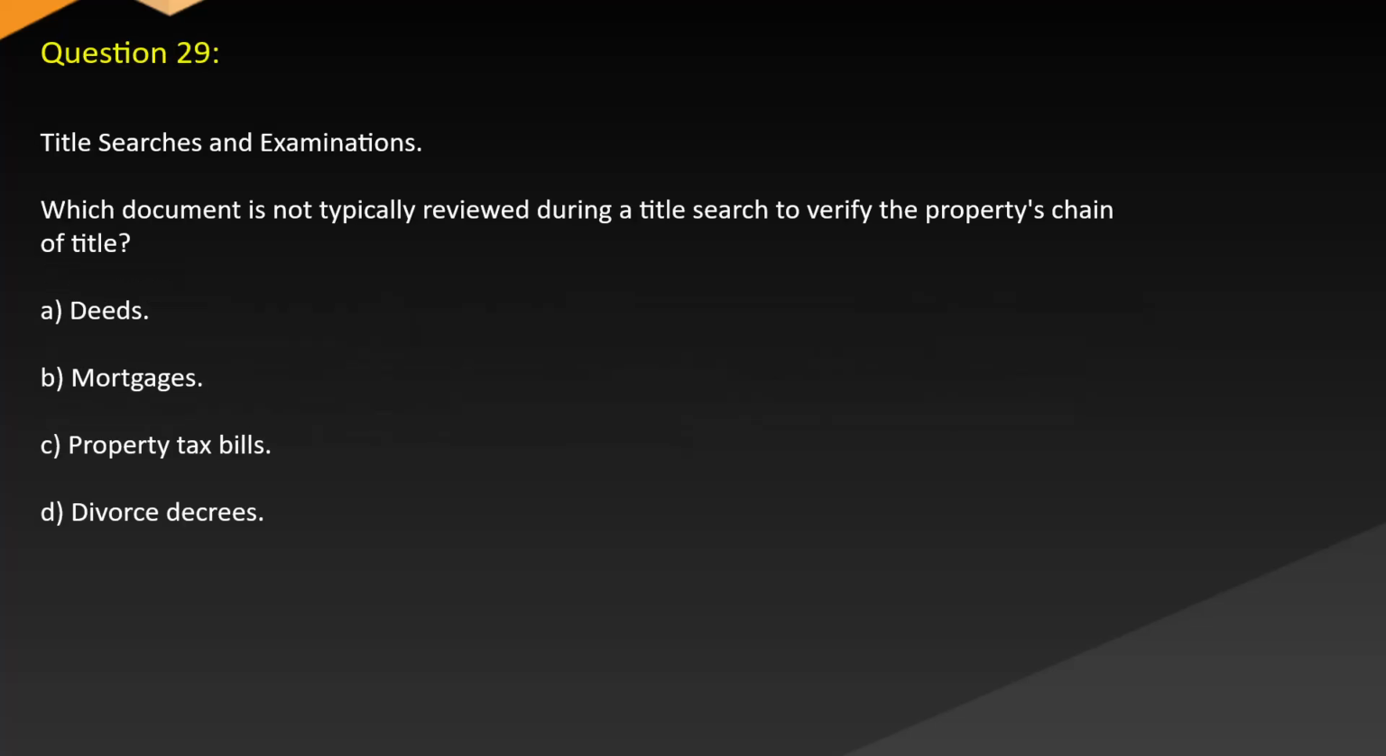Question 29. Title searches and examinations. Which document is not typically reviewed during a title search to verify the property's chain of title? A. Deeds. B. Mortgages. C. Property tax bills. D. Divorce decrees.